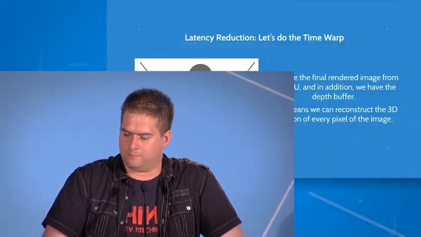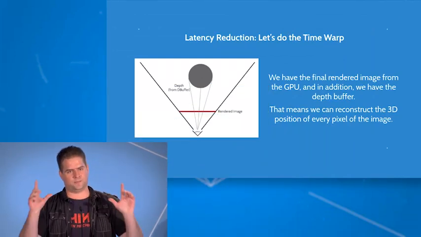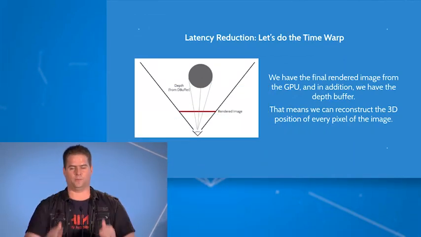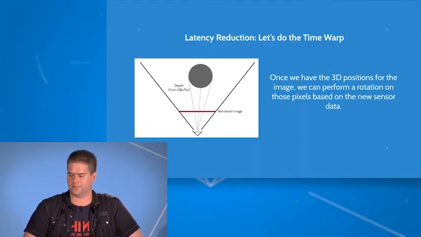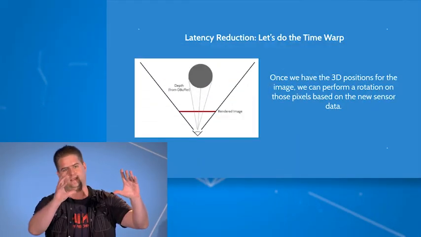Again, it's not super technical, but basically, if you have the rendered image that comes back from the GPU, we have the screen that we present to the device, but there's also a depth buffer which tells us how deep every pixel is on the screen. And if we know the XY position of the screen and the Z position of the screen, we can reconstruct where that pixel is in 3D space. So once we have the 3D positions for the image, we can actually update the rotation of the image and rotate it around you. So if this was the screen in front of you and you're looking around, basically what you're doing is updating the rotation of the screen as you rotate your head.